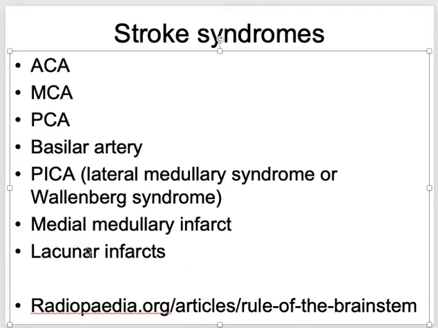And now there is one more syndrome called dysarthria, clumsy hand syndrome. It occurs when the genu of the internal capsule is affected. So they present with dysarthria, they have facial weakness, they have dysphagia, and they have mild hand weakness and clumsiness. That's why it is called dysarthria, clumsy hand syndrome.